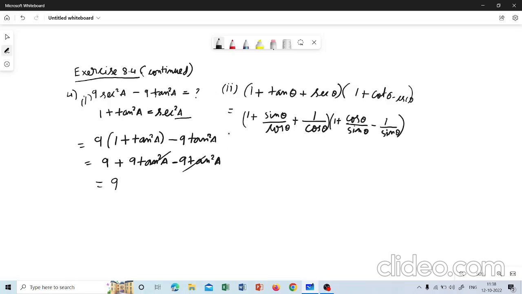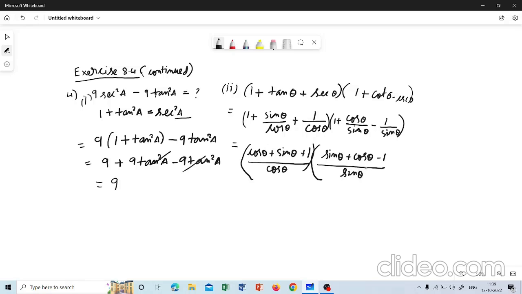So now, taking LCM, this side it is cos theta, so cos theta plus sin theta plus 1 divided by cos theta, into, again sin theta is the LCM, so sin theta plus cos theta minus 1 divided by sin theta.